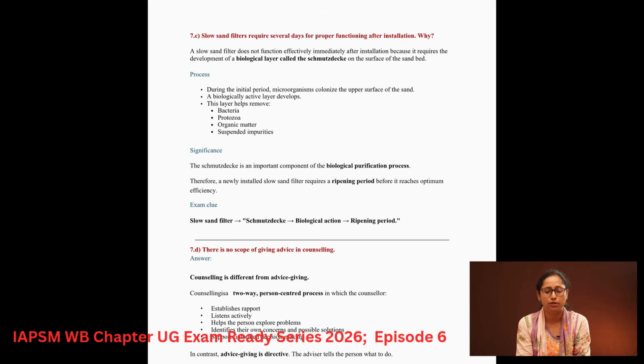So, when you are writing about this question, remember the words slow sand filter, biological layer or schmutzdecke layer, biological action and ripening period. If you remember these 4 words, I think you can write the answer very nicely.